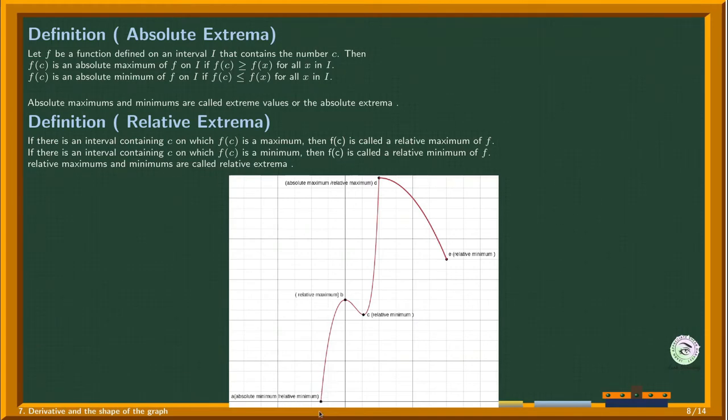So here A is the absolute minimum, D is the absolute maximum, B is a relative maximum, D is a relative maximum, then A is a relative minimum, C is a relative minimum, E is a relative minimum. If you think of this as a mountain range, each mountain top is a relative maximum. Then the highest of those mountain tops is the absolute maximum. Then valleys are relative minimums, no?